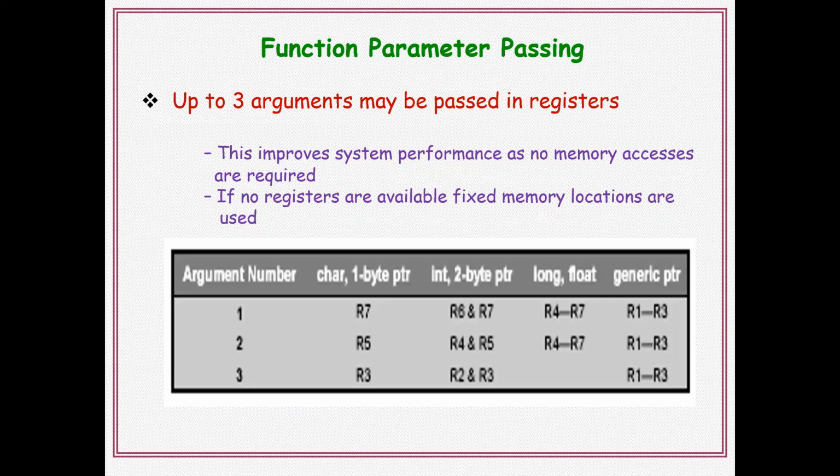Function parameter passing. Up to 3 arguments may be passed in registers. This improves system performance as no memory accesses are required. Second, if no registers are available, fixed memory locations are used. These are the argument numbers 1, 2, 3.